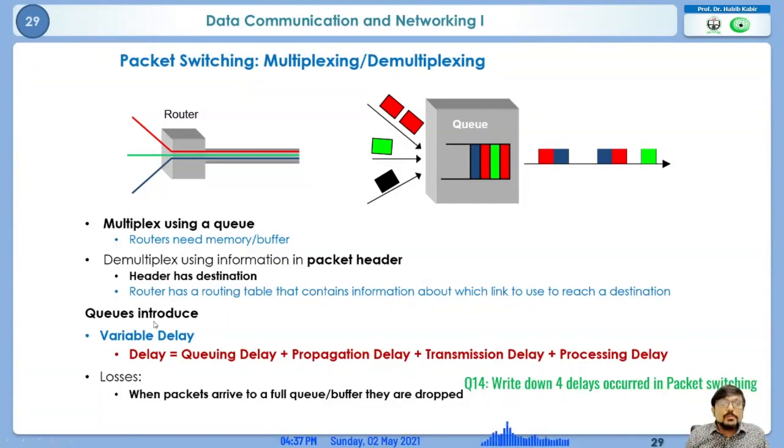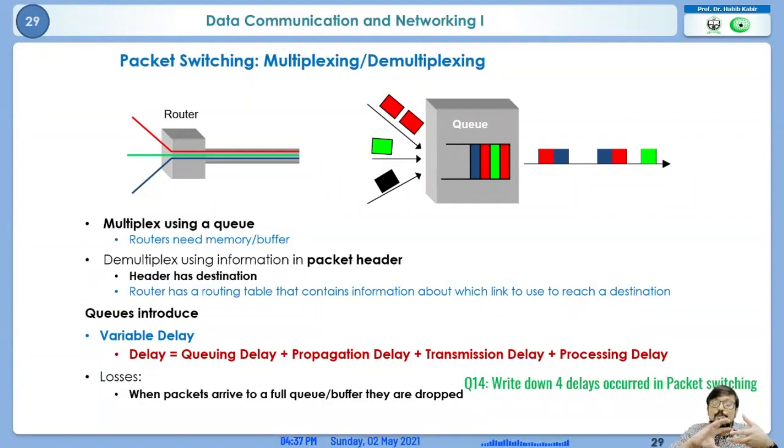So variable delay means queuing delay is there, and propagation delay. Queuing delay is over here; propagation delay is the time to propagate. I'll explain later. Just know that propagation delay is there, then transmission delay is there. Afterwards, after receiving, we have to process. Previously in electrical engineering, propagation delay and transmission delay were the same, but over here they are different.